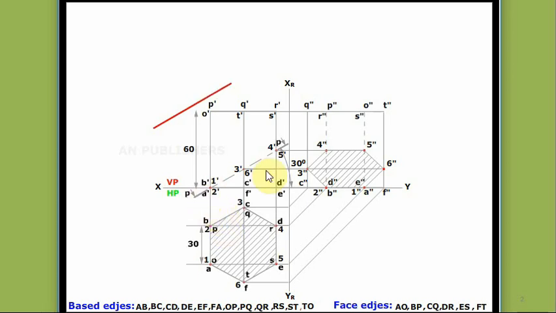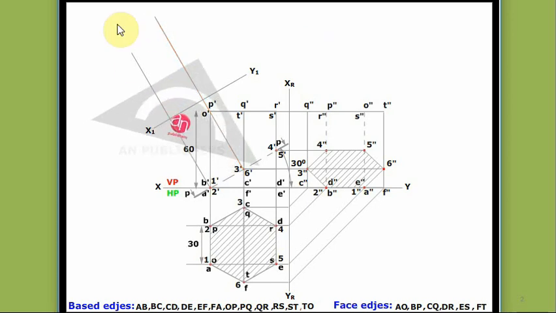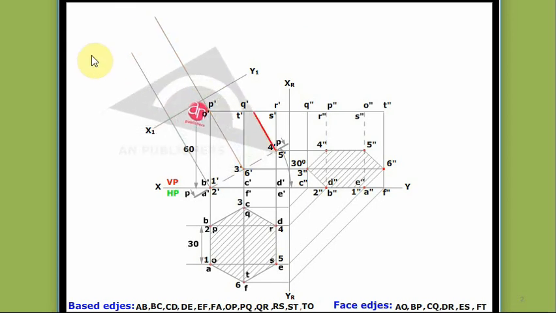Parallel to this line, draw x1 y1. Then from all the points 1, 2, 3, 4, 5, 6, that is, 1 dash, 2 dash, 3 dash, 4 dash, 5 dash, 6 dash, draw lines perpendicular to x1 y1 in sufficient length. We are not drawing this line from the edge, we are drawing from the cut portion, 1 2 3 4 5 6 all in the front view. Take the respective distances from the top view and transfer them here.